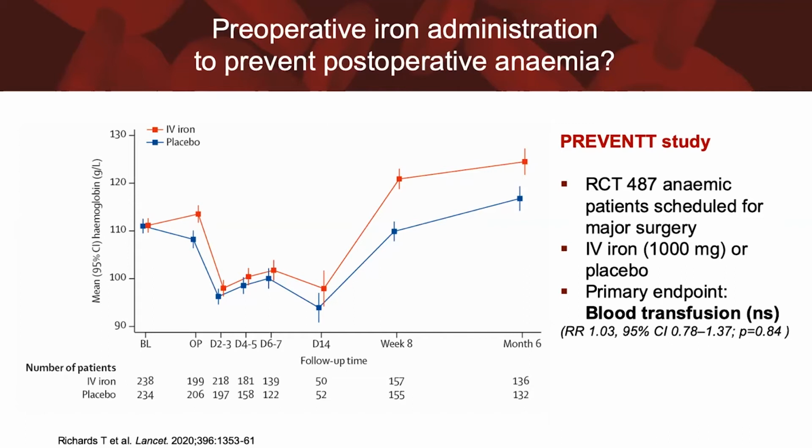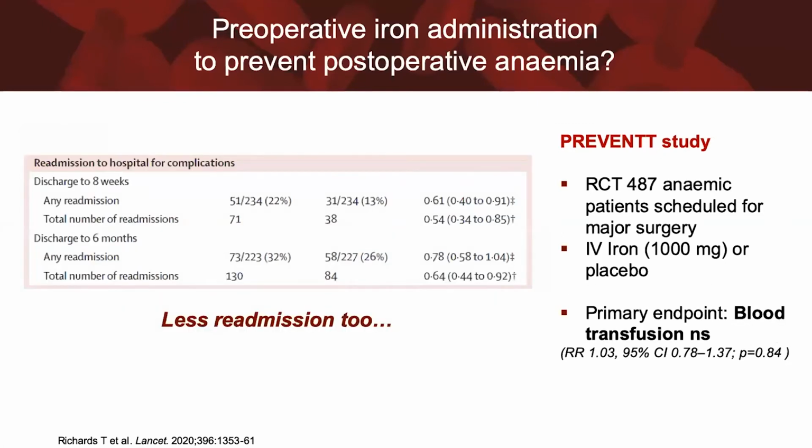However, the patients who received IV iron preoperatively had higher hemoglobin levels at all the time points, and most importantly, they had less readmission to the hospital after surgery. So giving iron preoperatively may be useful to reduce postoperative anemia and to improve postoperative hemoglobin levels.